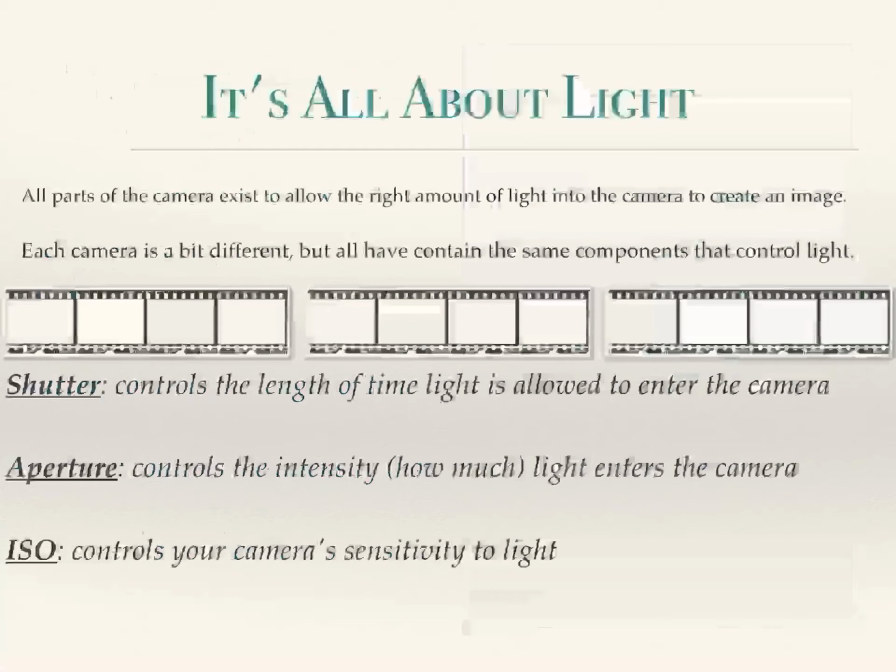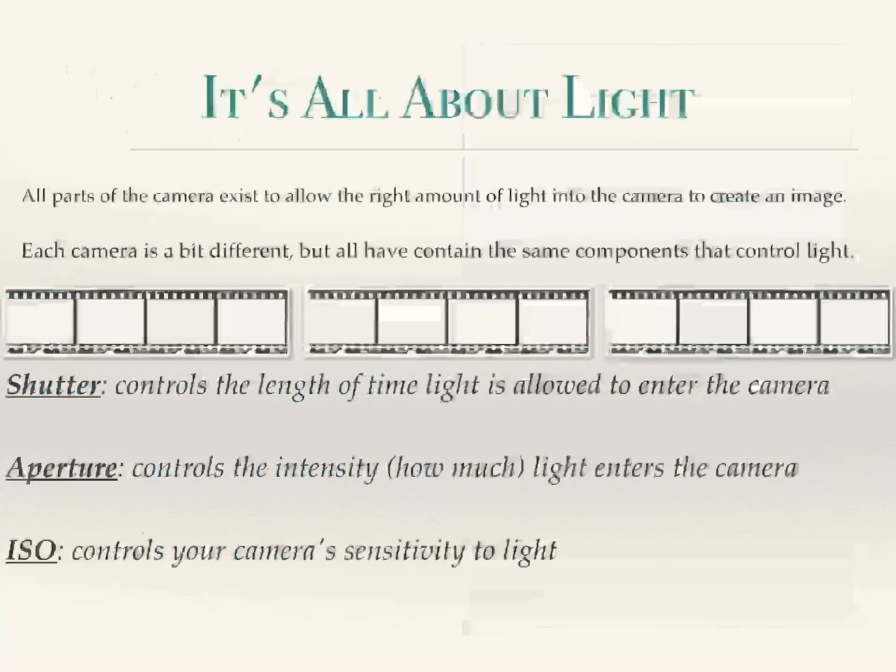We are going to talk about each part individually so that you understand how they work alone, and then later on we'll talk about how they work together to make a creative image. The first part that we're going to talk about is the shutter. The shutter is a controller of time.